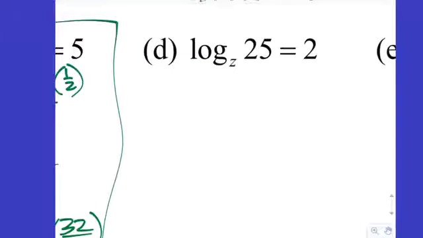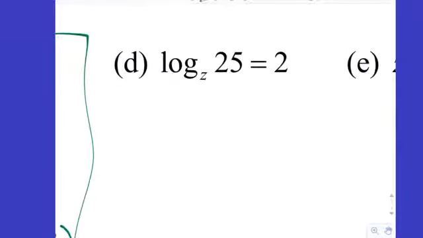This one has an unknown what? What do we call that, the subscript? The base. Yeah, this one has an unknown base. So we know that there are certain bases that are allowed. We can either have them between 0 and 1 or greater than 1. The base can't be 1, 0, or negative. So if we end up with a 0, 1, or a negative answer for z, we're throwing it out.